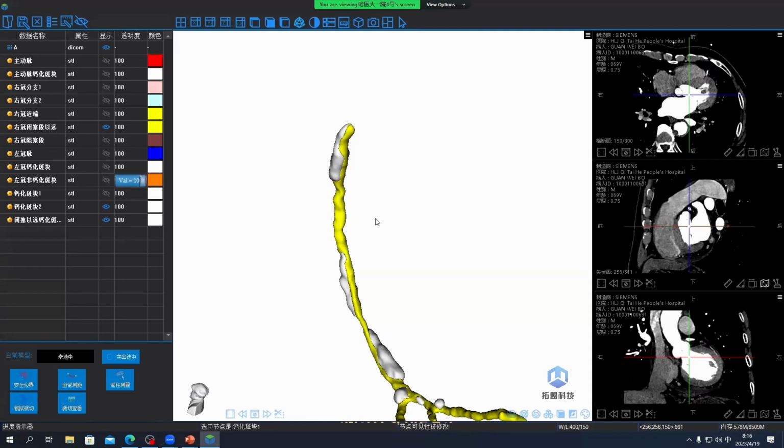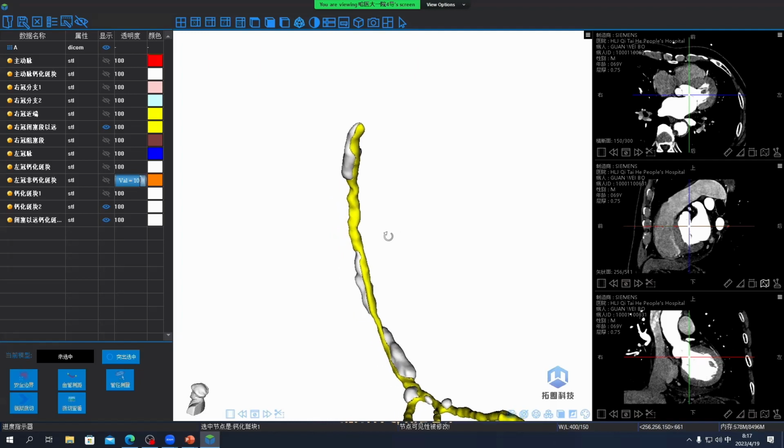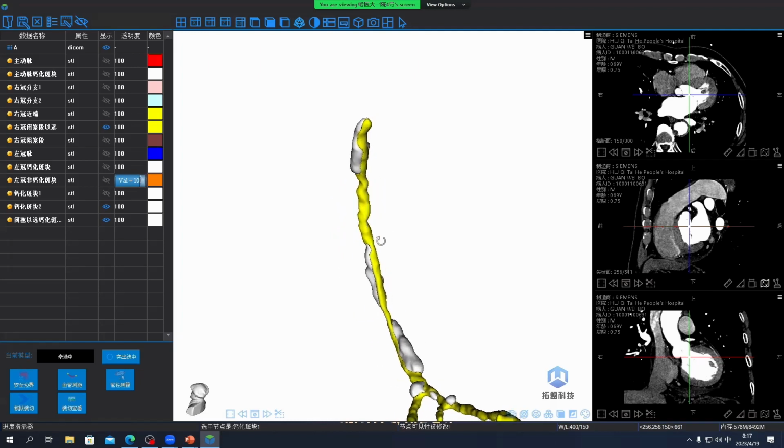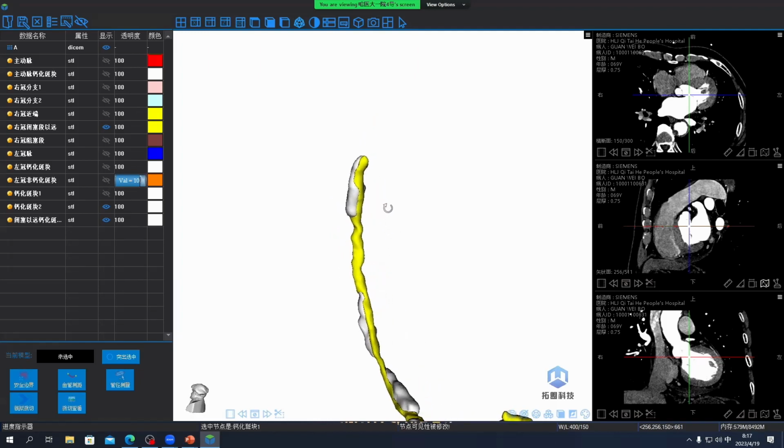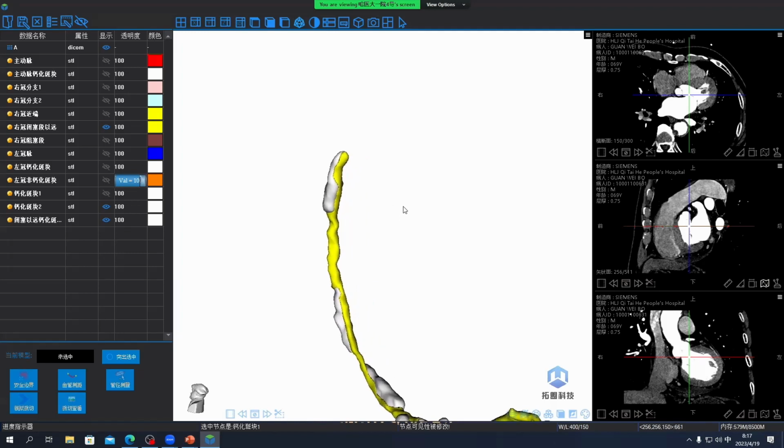So that is why the second PCI failed, because at the ostium of the CTO there is a calcified lesion, the wire is difficult to cross, and once the wire does not go in the architecture of the vessel and goes outside of the distal lumen, because there is calcification, it should be very difficult to re-enter into the distal lumen.